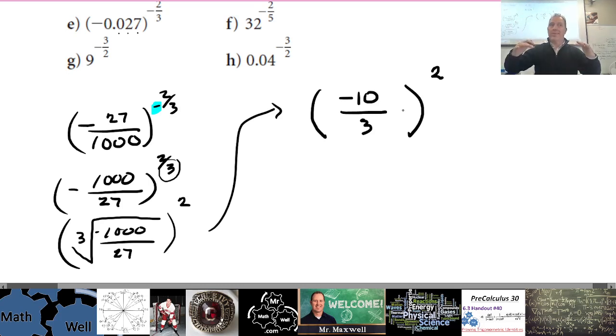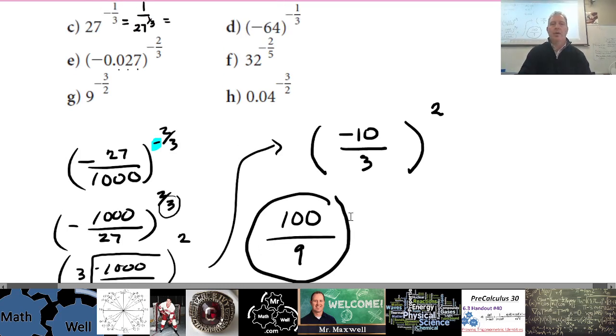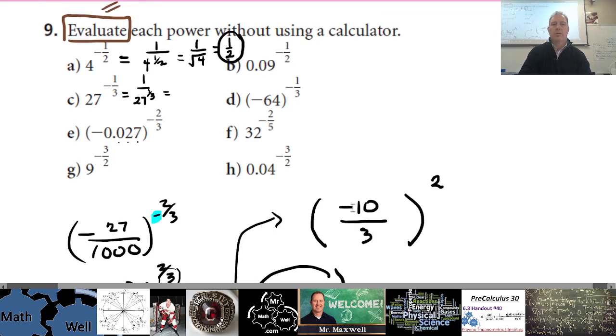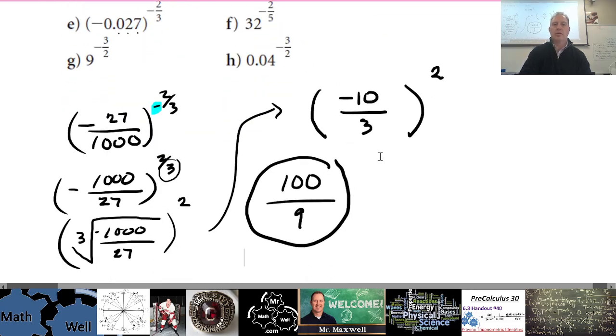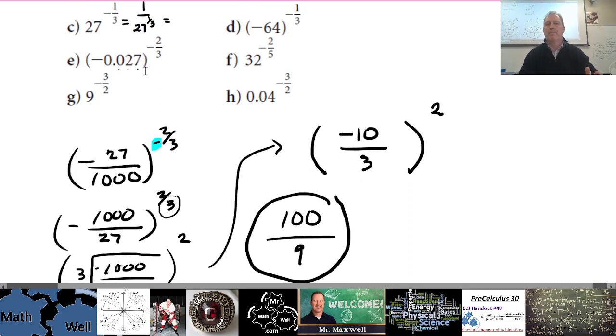Everybody following me here so far? Yeah. So now we square this. So negative 10 times negative 10 is positive 100. And 3 squared is 9. Okay? So that is your answer. Again, I don't know if the back of the book, oh yeah, it does say without using a calculator, so that's all you need to do. Leave it in fraction form, and you're good. Any questions about that? Okay, so it looks really ugly, not too bad.